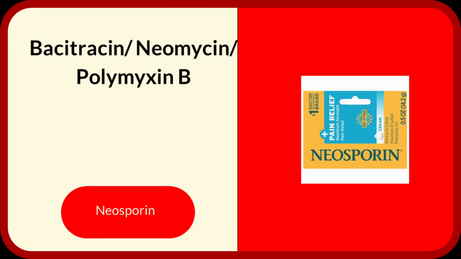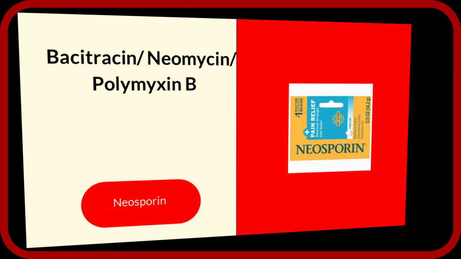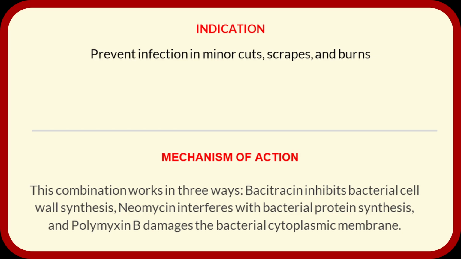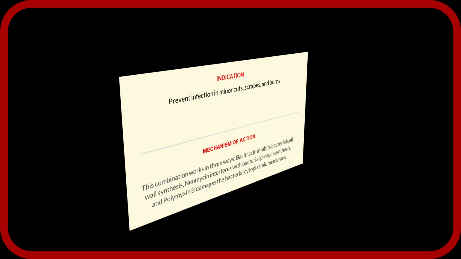For wound care and protectants, bacitracin, neomycin, and polymyxin B, known as Neosporin, is used to prevent infection in minor cuts, scrapes, and burns. This combination works in three ways. Bacitracin inhibits bacterial cell wall synthesis, neomycin interferes with bacterial protein synthesis, and polymyxin B damages the bacterial cytoplasmic membrane.